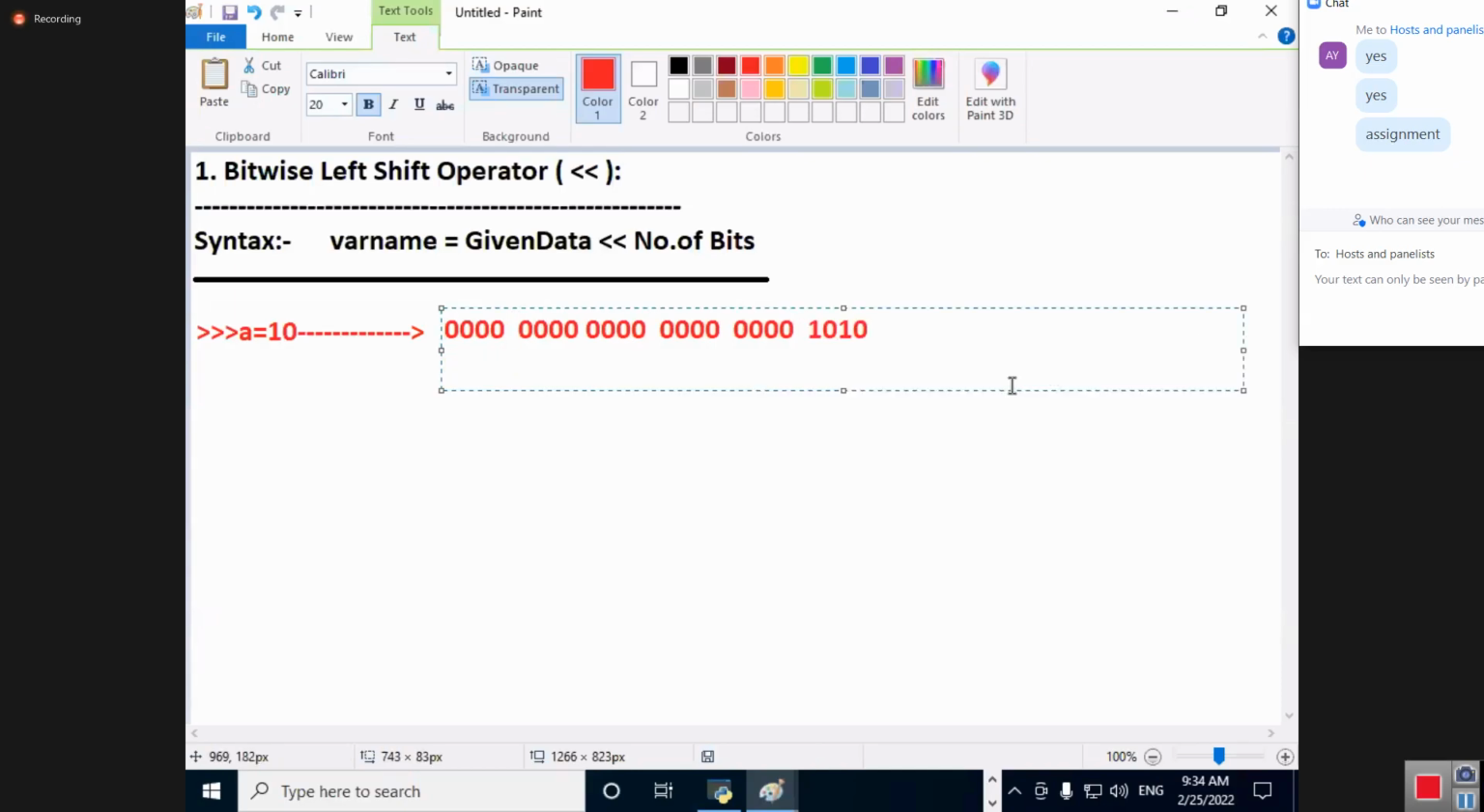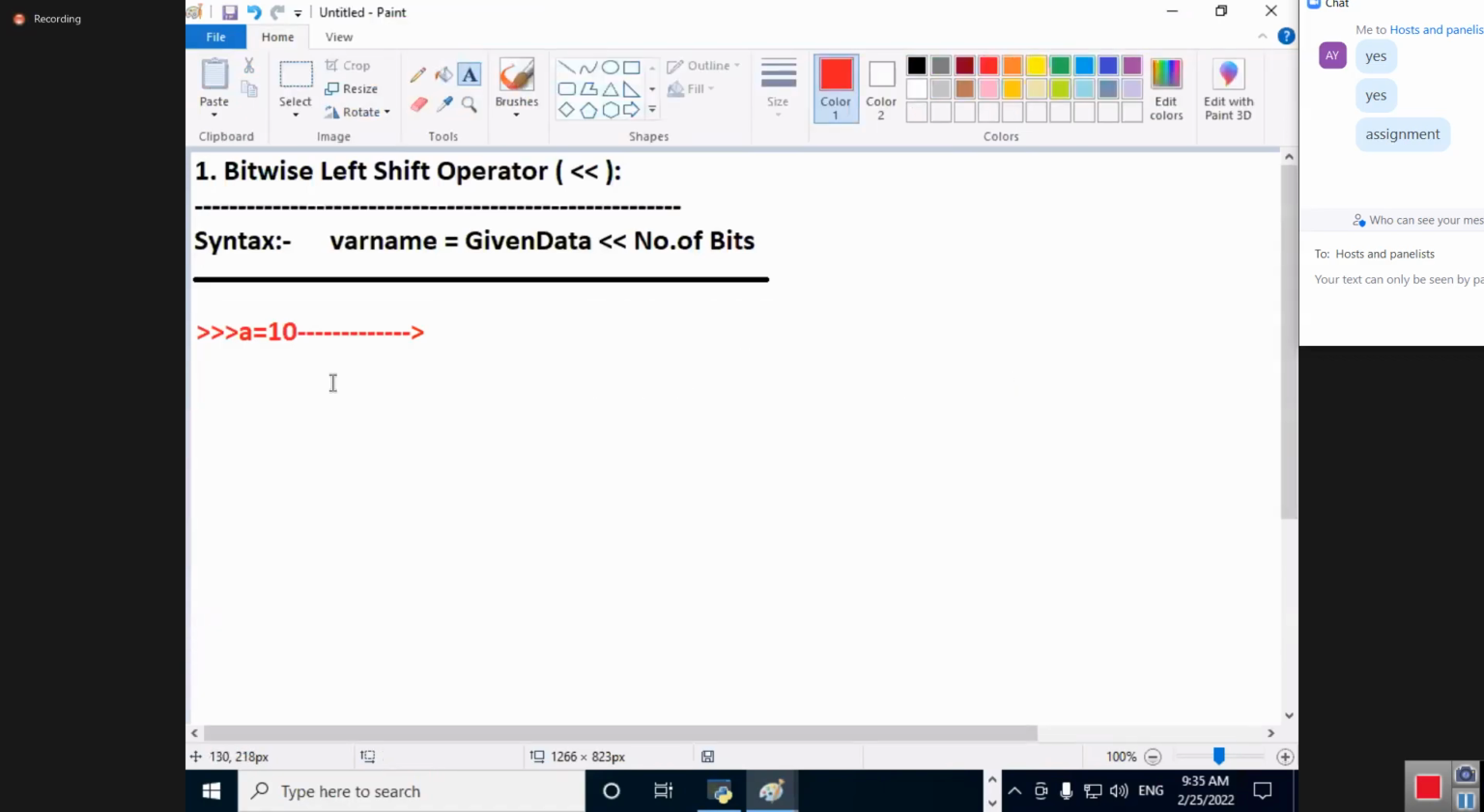I can represent our binary number depending on your registers. How many registers did we start our computing with? 8-bit register, 16-bit register, 32-bit register, 64-bit register. Did you understand that? Now I am representing my number 10 on a 16-bit register. Okay, see how I am going to represent.